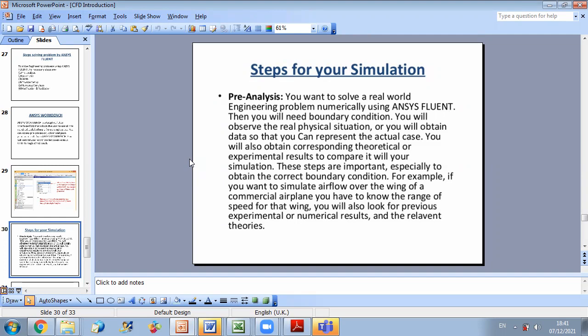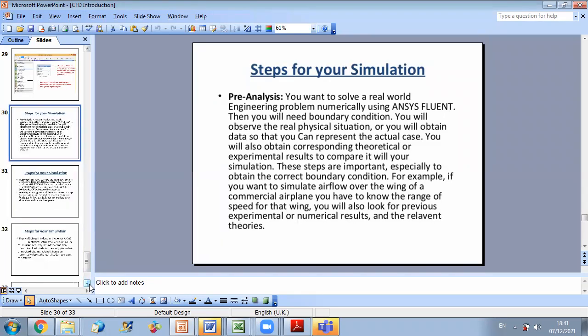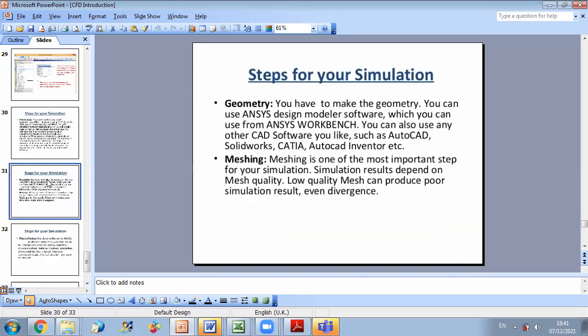So for example, if you want to simulate airflow over the wing of a commercial airplane, you have to know the range of speed for that wing. And you will also look for previous experimental or numerical results done in the field. Now, concerning the other steps, as we said, in the geometry, we'll have to make the geometry. You can use ANSYS, or as we said, you can use any other software and import your geometry. For example, with ANSYS, you can use AutoCAD, you can use SolidWorks, you can use Inventor, etc.